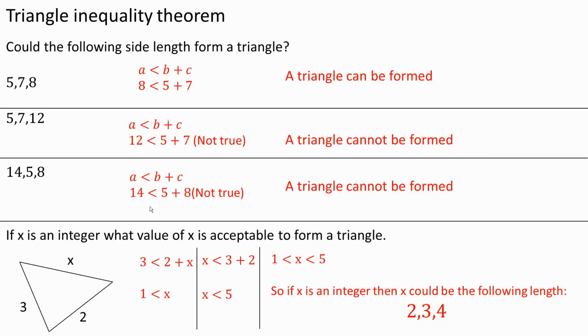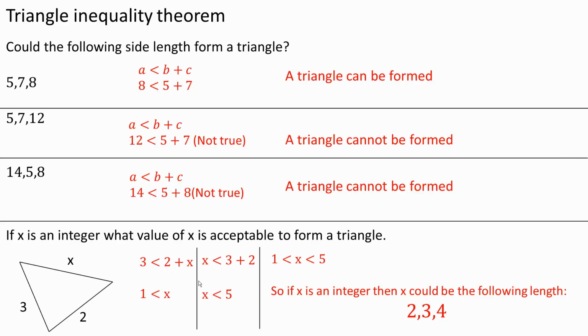Finally, the last problem. If x is an integer, what values of x are acceptable to form a triangle? An integer is a positive or negative whole number, like counting numbers, and they also include 0. If the biggest side is 3, that means x plus 2 must be greater than 3. Likewise, if x is the biggest side, then 3 plus 2 must be bigger than x.